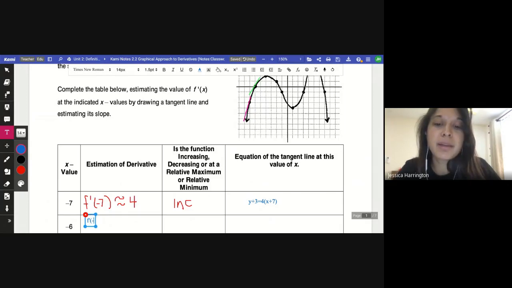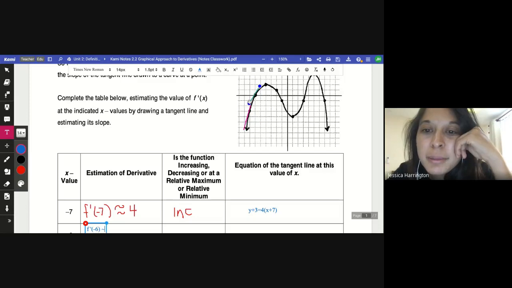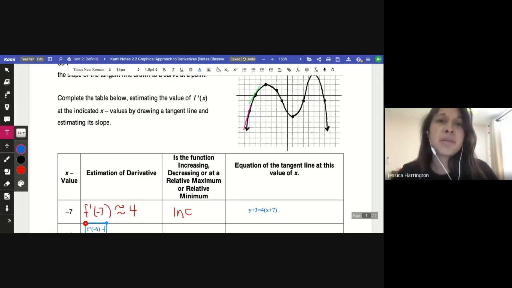So f prime of -6 is approximately, I'm going to use that notation because I can't type the squiggly lines. Actually, maybe I can do this one. There we go. It's approximately what? If I look at the slope, it's still positive, maybe 1, 2, 3, 3/2, if that line connected up. I'm just using the grids to count. So it's a positive 3/2. Let's write that.